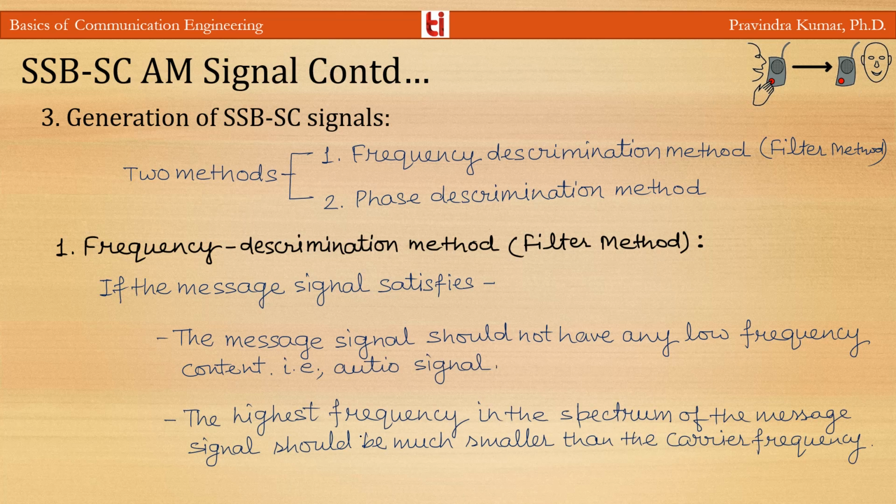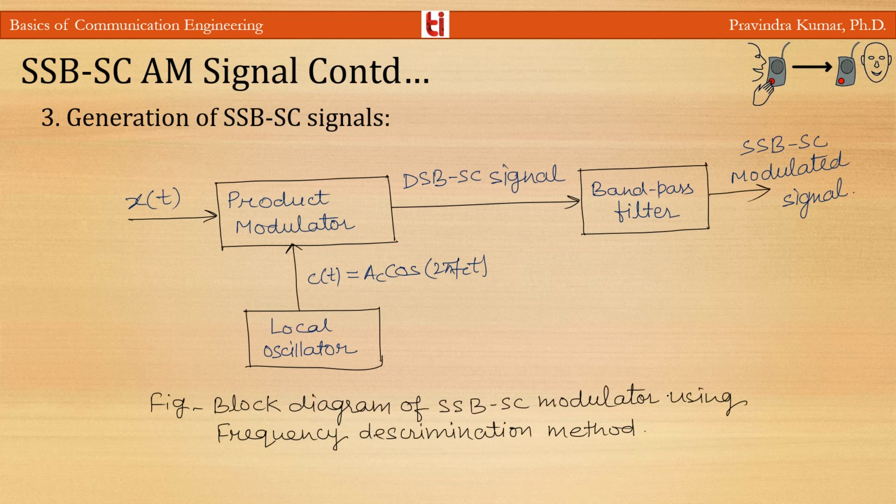The highest frequency in the spectrum of the message signal, that is fm, should be smaller than the carrier frequency. So fm should be smaller than the carrier frequency. And the block diagram of the SSB-SC modulator, which operates on the principle of frequency discrimination, is in the figure.